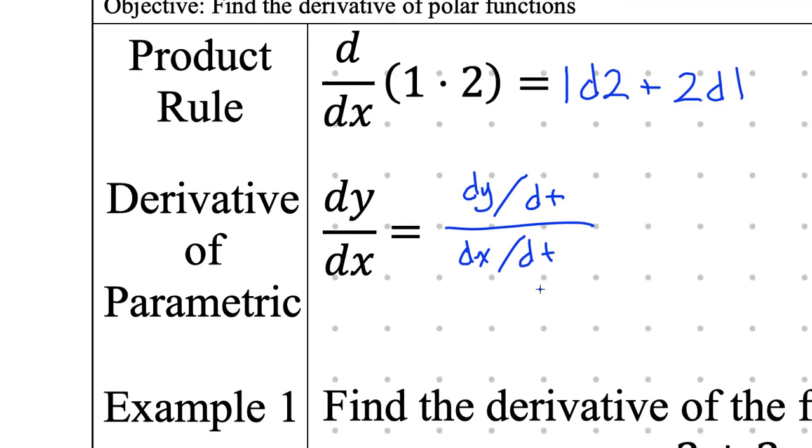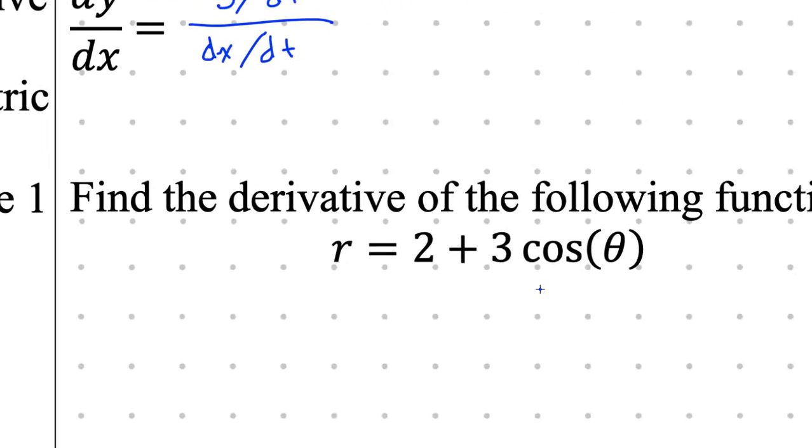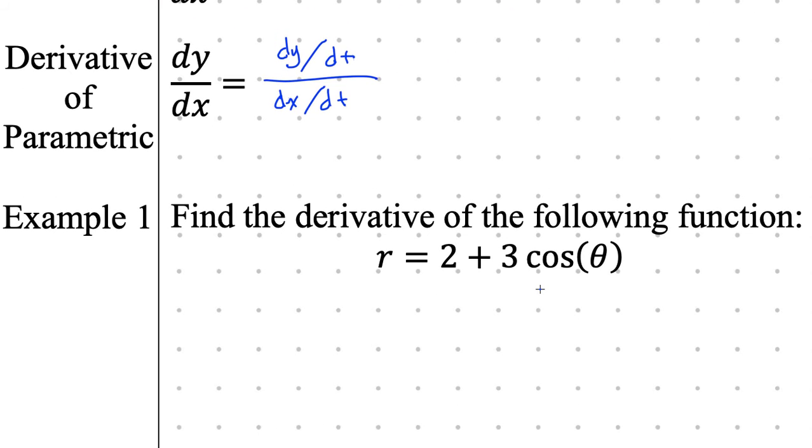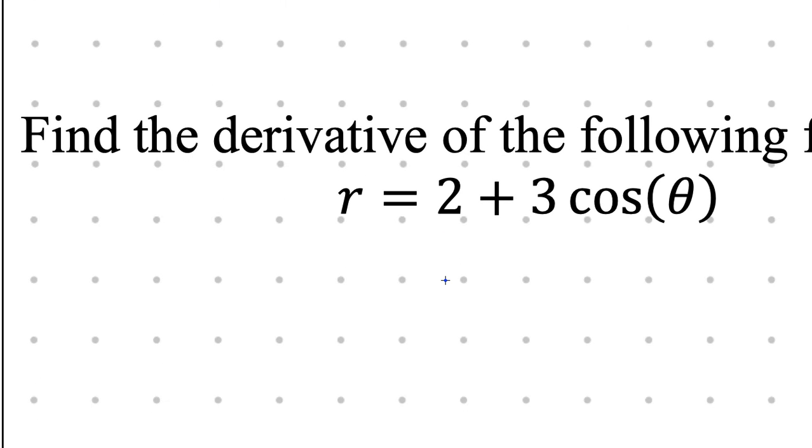Anyway, so we know the derivative of a parametric formula. Let's go ahead and find the derivative of that polar function. Why is it polar? Well, I have an r equal to something with theta in it. Therefore, we are polar. So the first step, convert it to parametric form. Do you guys remember how to do that? All the way back from Unit 1. We say x is equal to blank, y is equal to blank.